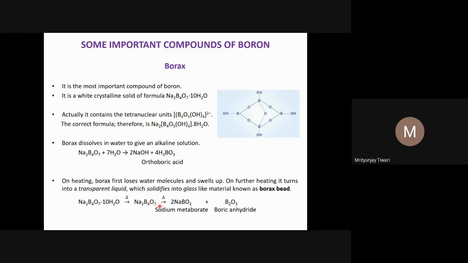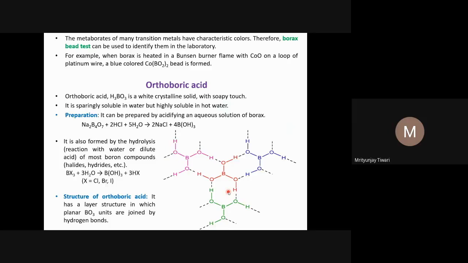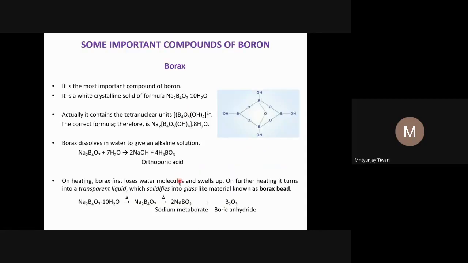On further heating, anhydrous borax gives sodium metaborate NaBO2 plus B2O3, which is boric anhydride. If we remove water molecules from boric acid, we get the anhydride, so we call this molecule B2O3 boric anhydride, and this is sodium metaborate. This reaction is very important because it is used in the borax bead test, which we will study later on.